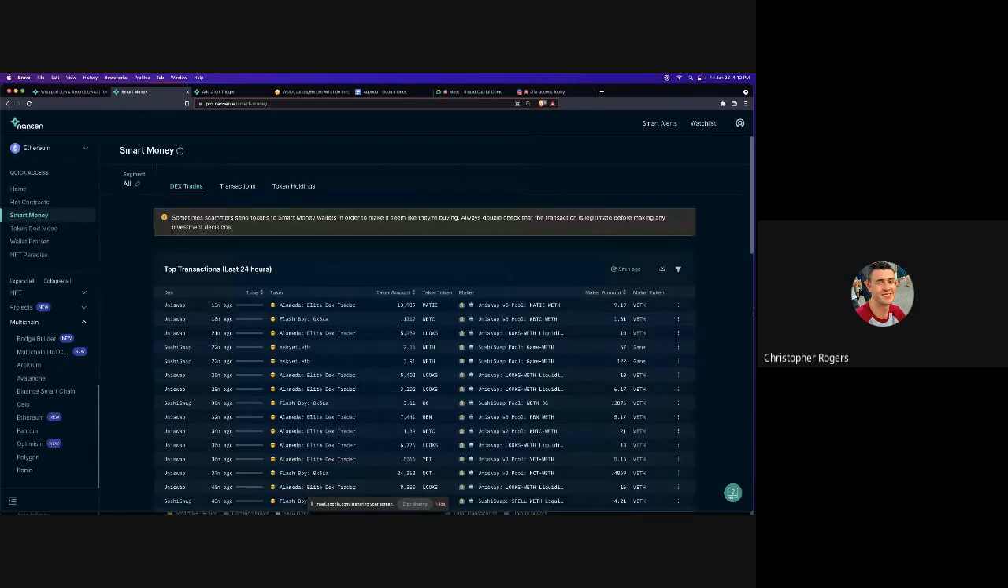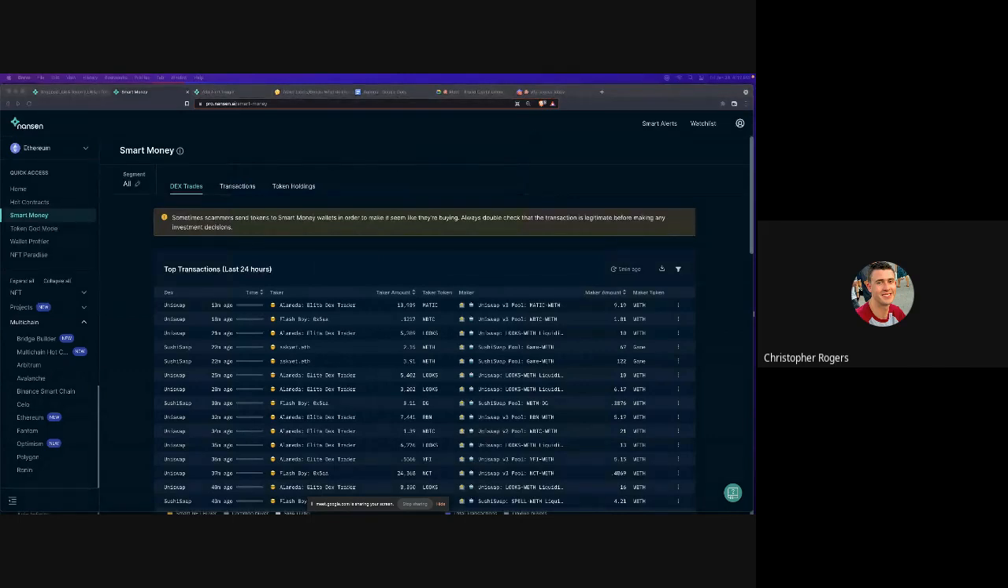All right, so what are the future development plans for Nansen? So as I mentioned earlier, we are adding on new chains. So Lido, Optimism, Arbitrum, and then Solana for sure at the end of Q1.